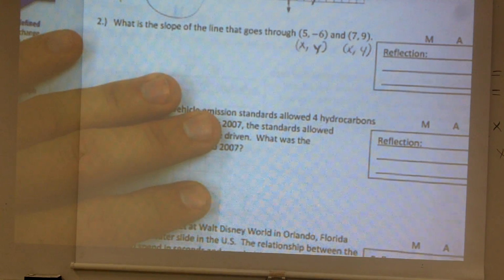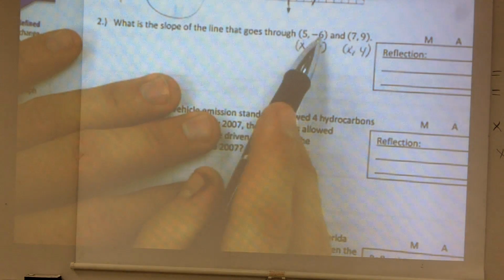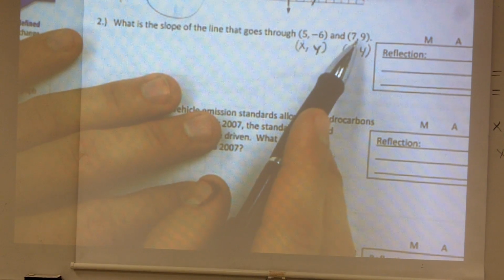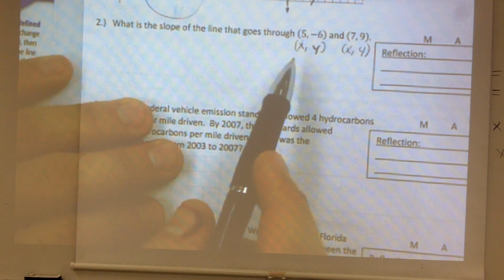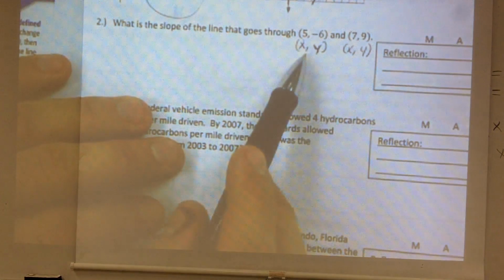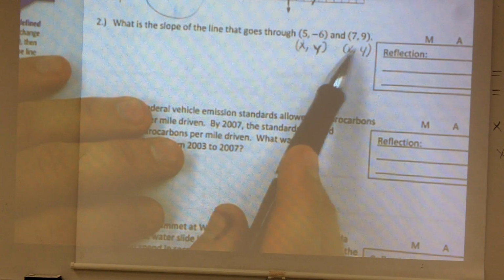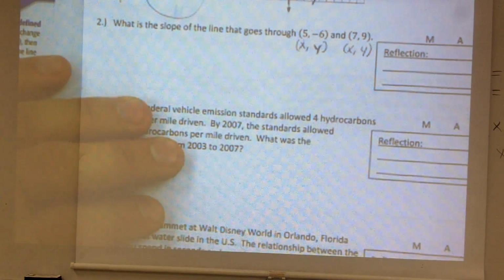The biggest mistake students make is they subtract a 5 minus a negative 6 and a 7 minus a negative 9. That's not what we're doing. We're subtracting 5 minus a negative 6 and 7 minus a negative 9. Okay, we're subtracting those two units from each other.